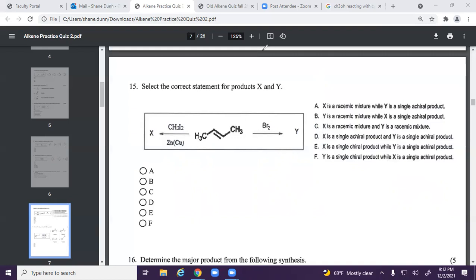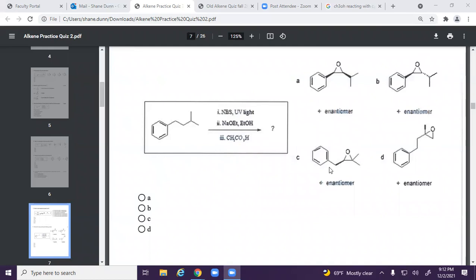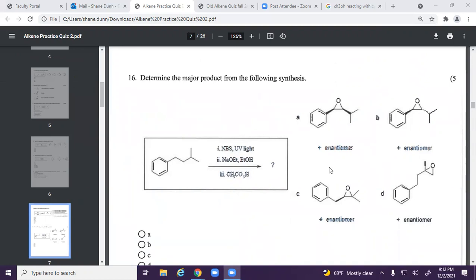Okay, 16. So, 16. What's going to happen here? Okay. What does NBS do? NBS puts a bromine on the most stable carbon, which would be where? Nope, right there, because it's benzylic. It's next to a benzene. Benzylic is more stable than tertiary. So bromine goes there. That's what this guy right here does.